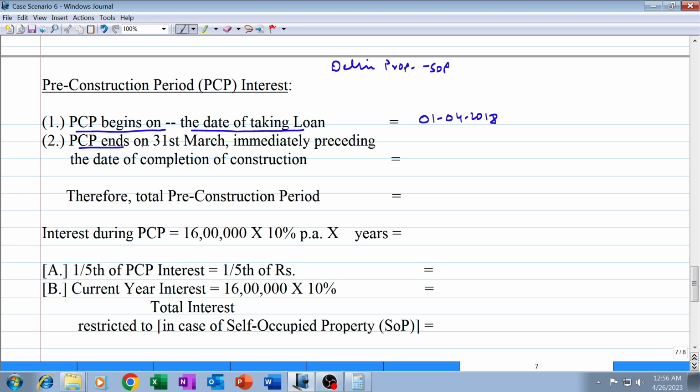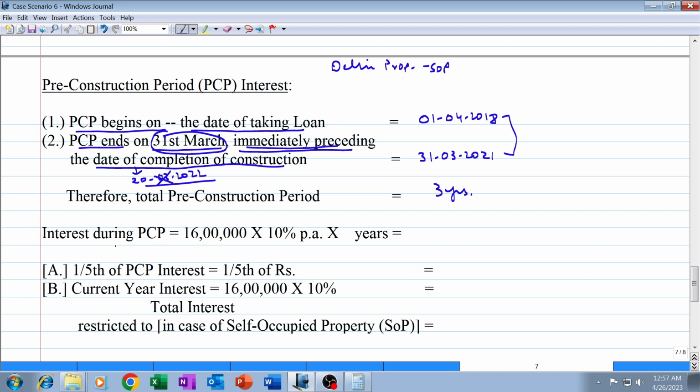Pre-construction period, when will it end? It will end on 31st March immediately preceding the date of completion of construction. Date of completion of construction is 20th March 2022. So this actual date of completion of construction, 20th March 22, is to be ignored. We have to take 31st March immediately preceding the date of completion of construction. Therefore, the pre-construction period will end on 31st March 2021. The total pre-construction period thus will be 3 years: 18, 19, 19, 20, 2021.